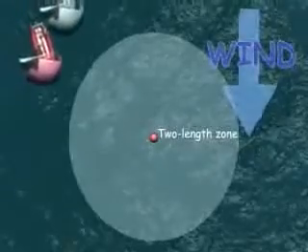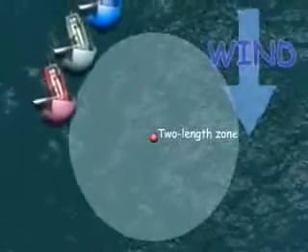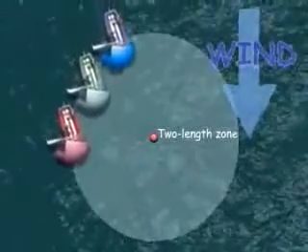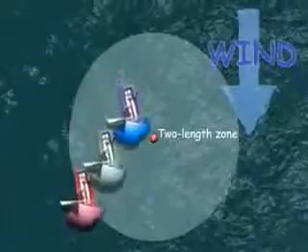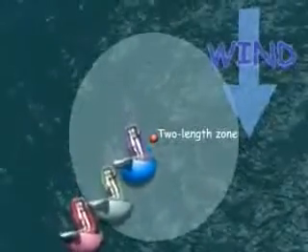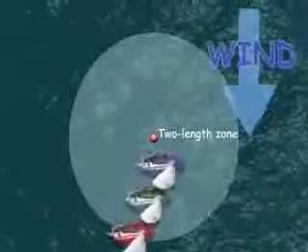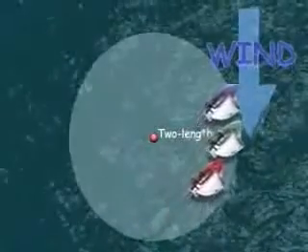When a boat reaches the 2-length zone from a mark or obstruction, it has to give boats overlapped inside it room to round or pass the obstruction. The outer edge of the zone is 2 boat lengths from the mark. This rule is switched off at starting marks and between boats on opposite tacks at the windward mark.